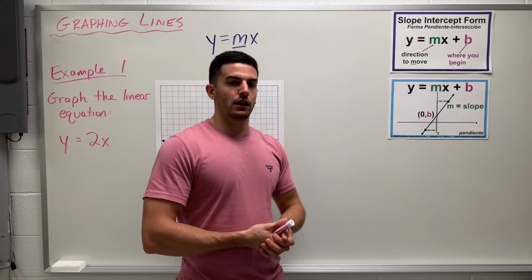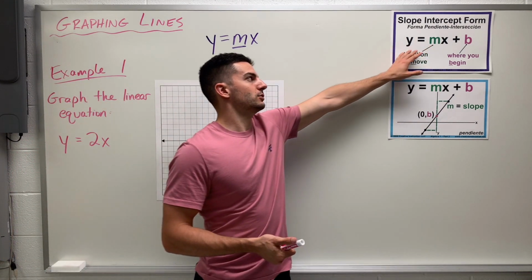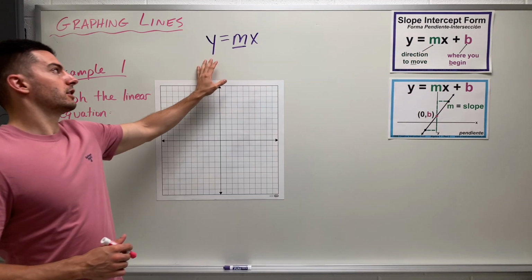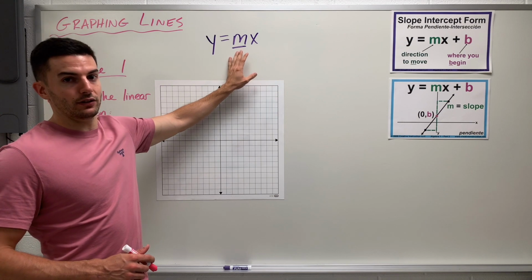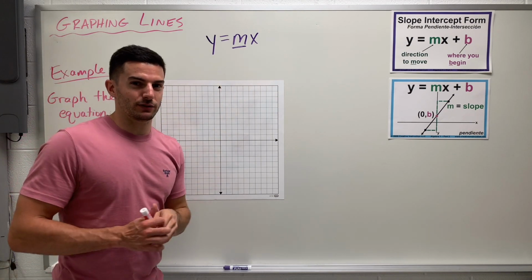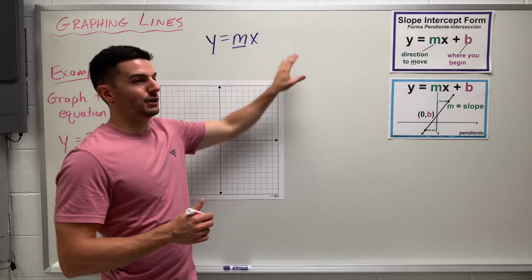With graphing lines, we're going to be talking about this equation that's going to be big in this unit. The slope-intercept equation, y equals mx plus b. We're going to talk a lot about what this m number is and what it means. So I'm going to break that up between the m number and the b number.